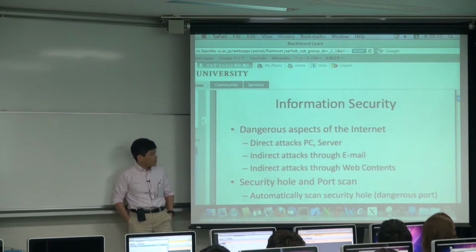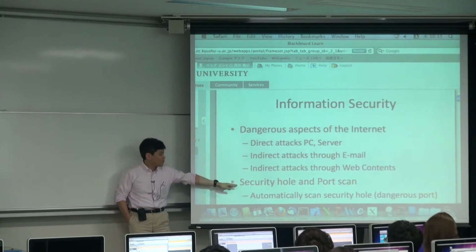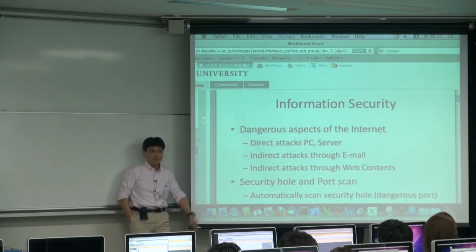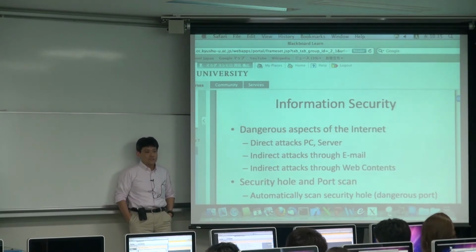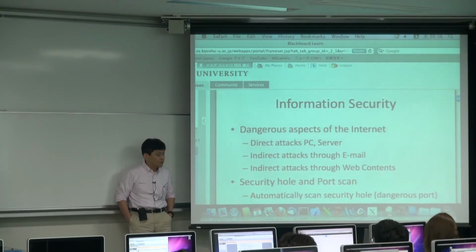And so, very important technical terms: security hole and port scan. Do you know security hole? The general meaning is like this. Of course, you use PCs. Your PC has a lot of software and functionalities provided as programs. Such programs sometimes have holes, through which a bad person can illegally access your PC. Such a hole is called a security hole.